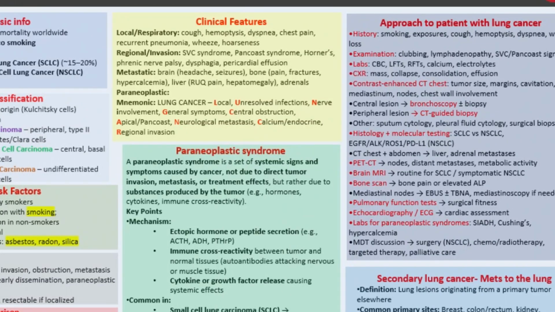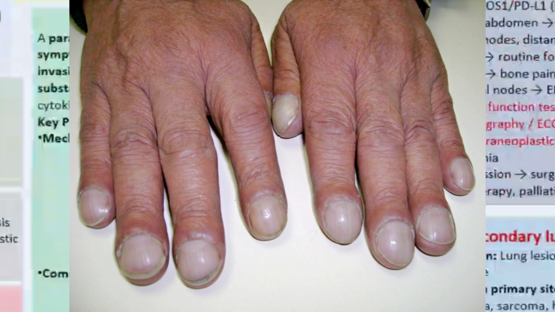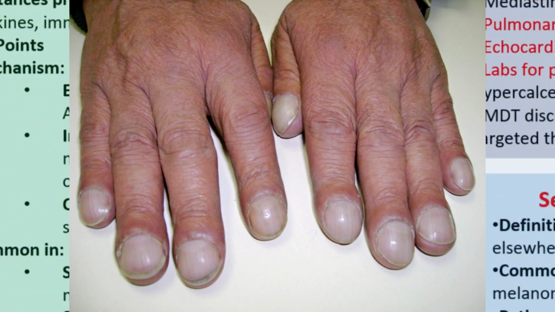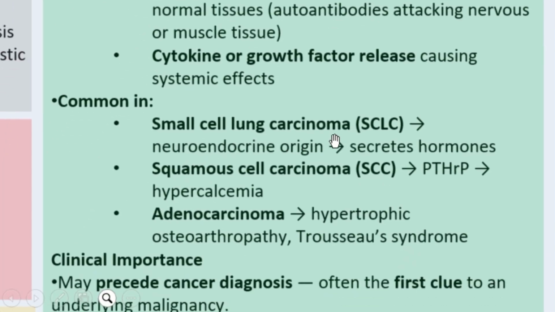For example, when we have release of growth factors, we might have hypertrophic osteoarthropathy, which will present as finger clubbing. So commonly, these are the common paraneoplastic syndromes that we have. When we have small cell lung cancer, we have neuroendocrine origin, when it comes to the cells where it comes from, that is going to secrete hormone. The squamous cell carcinoma is associated with parathyroid hormone releasing peptide, and this one is going to cause hypercalcemia. Then the adenocarcinoma is sometimes associated with hypertrophic osteoarthropathy.